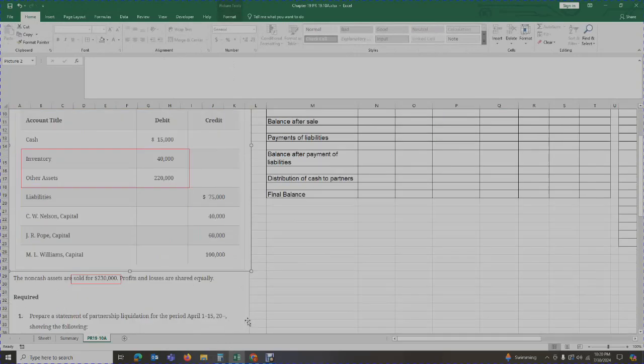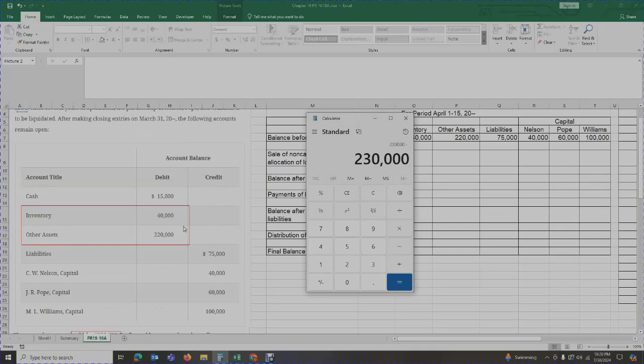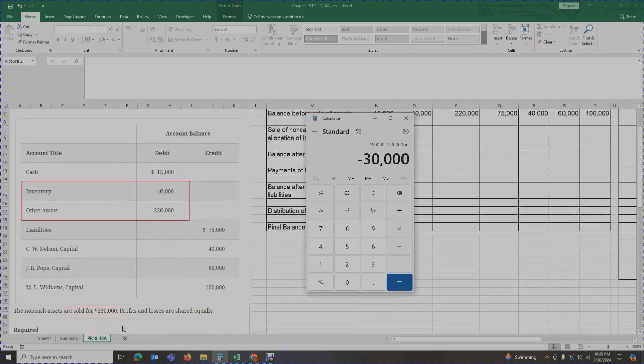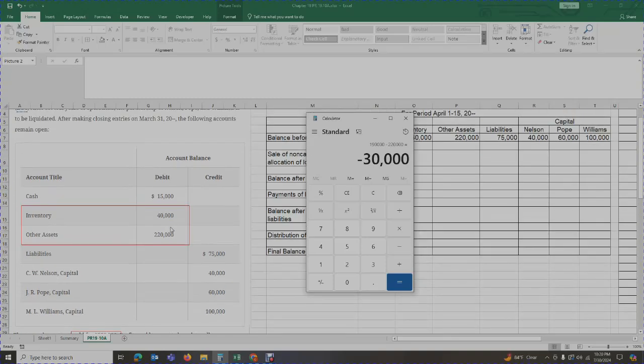So I am selling my assets for $230,000. That is how much cash I am going to receive. I'm going to subtract the 40,000 for the inventory, and I'm going to subtract the 220,000 for my other assets. That means I am going to have a loss of $30,000, because we are selling the assets for less than what they're worth. I'm selling my assets for $230,000 and my assets are worth $260,000. So we have a loss of $30,000.